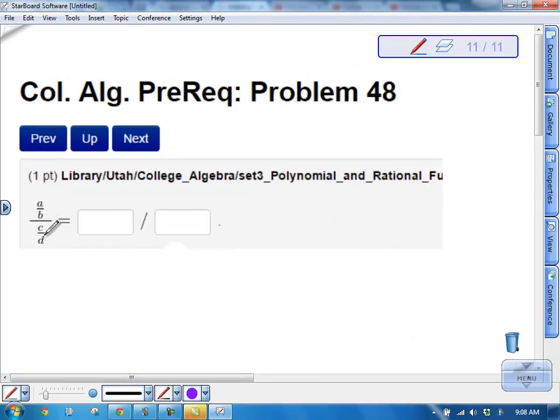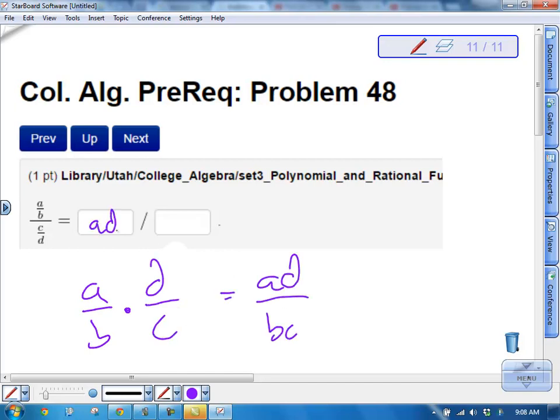So dividing by a fraction is the same as multiplying by the reciprocal, so multiply by d over c, which is really AD over BC. So put AD here, BC here.